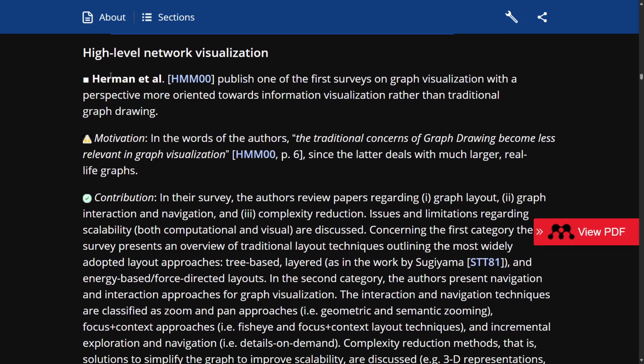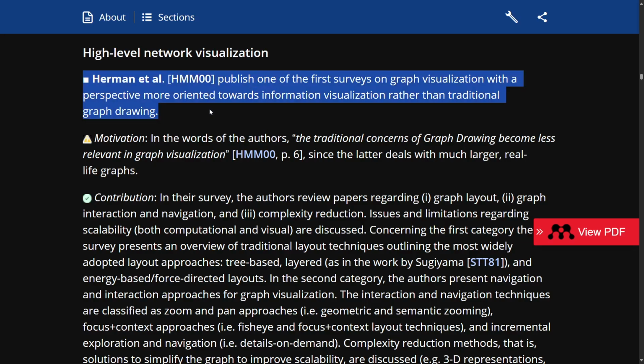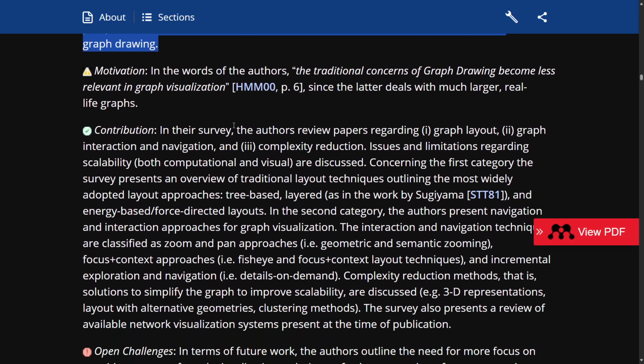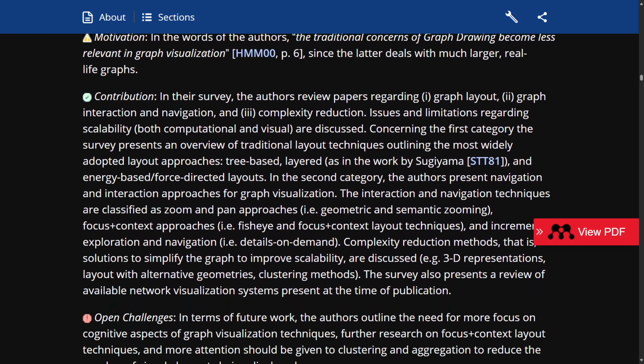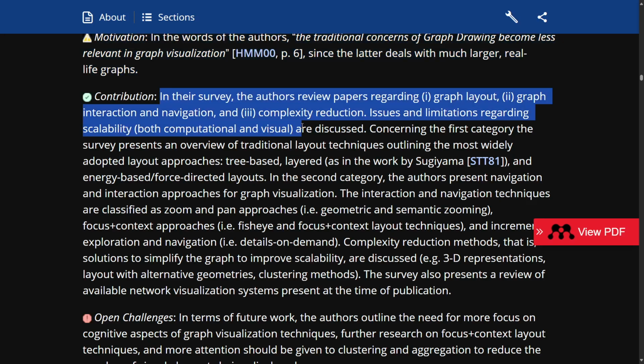High-level network visualization. Herman et al., BEM00, published one of the first surveys on graph visualization with a perspective more oriented towards information visualization rather than traditional graph drawing. Motivation. In the words of the authors, the traditional concerns of graph drawing become less relevant in graph visualization, HMM00, p6, since the latter deals with much larger, real-life graphs. Contribution. In their survey, the authors review papers regarding 1.